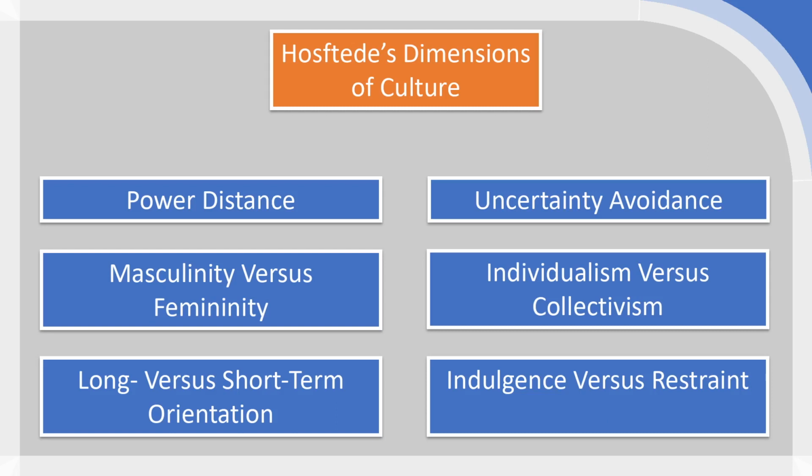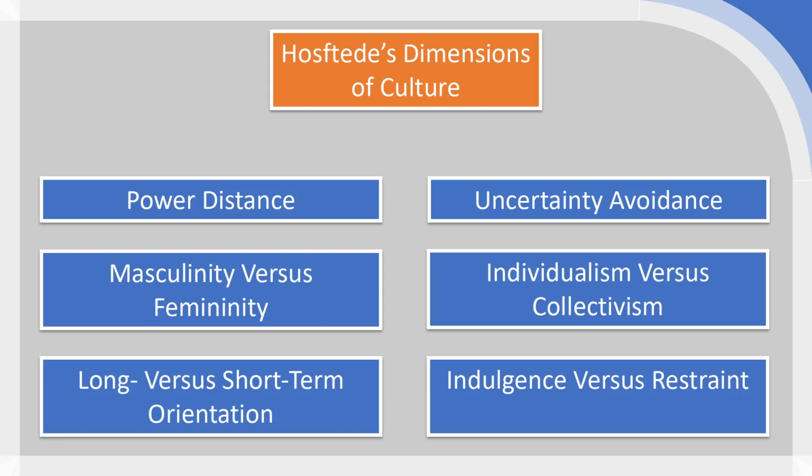What we're going to do in this video is really go through each of these 6, which are power distance, uncertainty avoidance, masculinity versus femininity, individualism versus collectivism, long-term versus short-term orientation, and the 6th, indulgence versus restraint. We're going to go through each of these dimensions individually to try and build up an understanding of exactly how they apply and how we can measure and identify expressions of each of these dimensions.